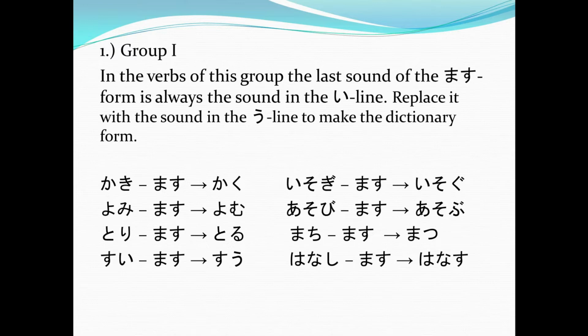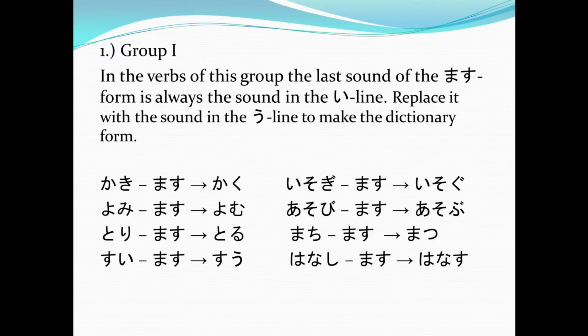Now next, isogimasu, to hurry. What is the verb dictionary form of isogimasu? It's isogu. How did it become isogu? We drop the masu, change the gi into its U line counterpart, which is gu. So isogimasu will become isogu. Next, asobimasu, to enjoy oneself, to play, and so on. Drop the masu, change the bi into its U line counterpart, which is bu. So asobimasu will become asobu.